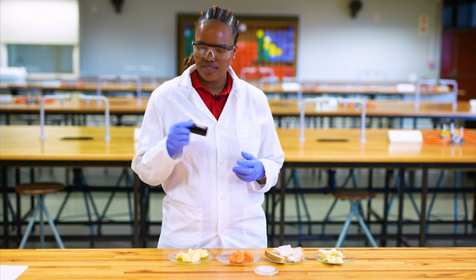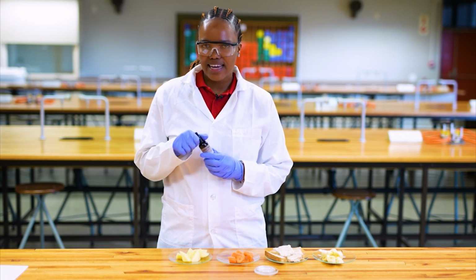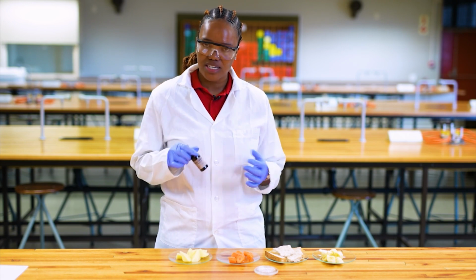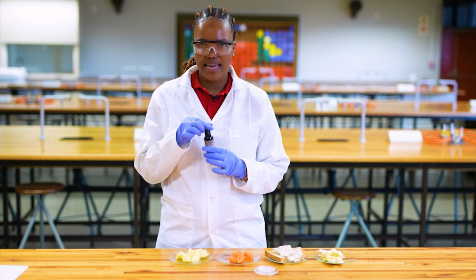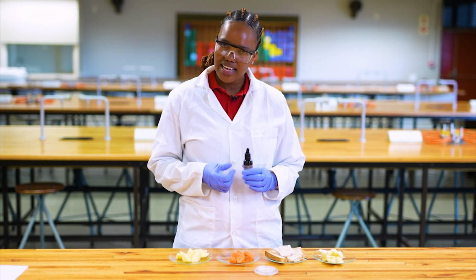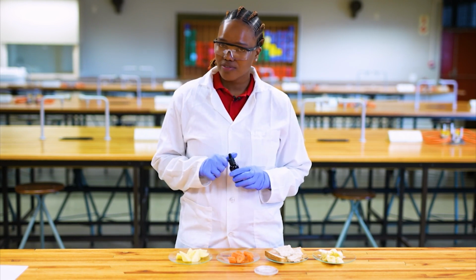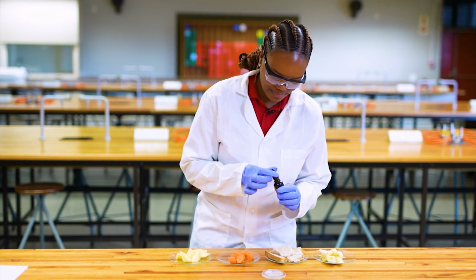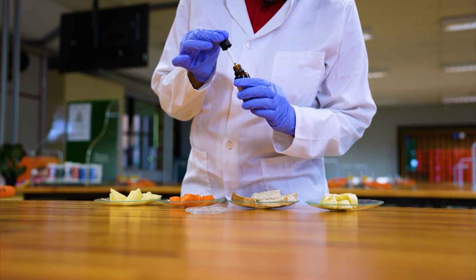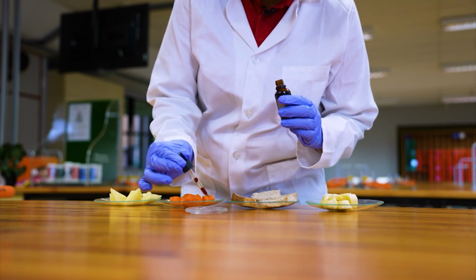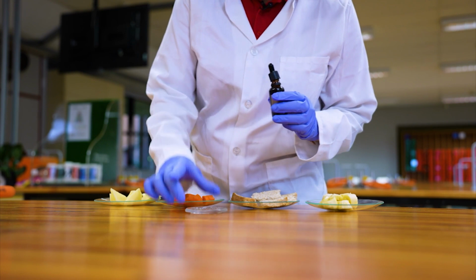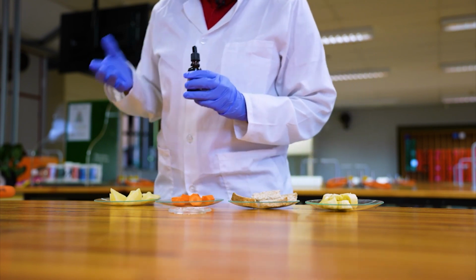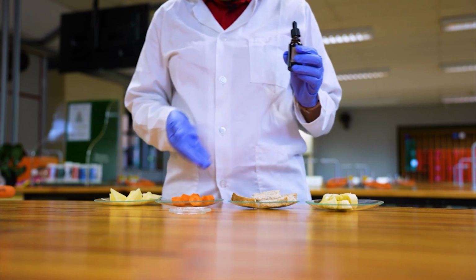And why am I using iodine? I use iodine as an indicator because it reacts to starch. So if a particular food has starch, iodine will change color and turn blue-black. If it doesn't change color, it means that particular food does not have starch. I will show you the original color of the iodine here. So this is how iodine looks. Now I'm going to put 2 drops on each of these.